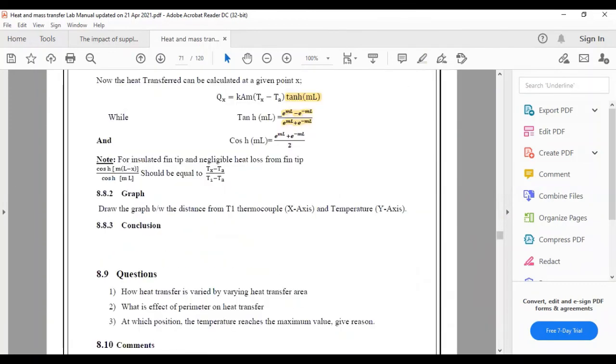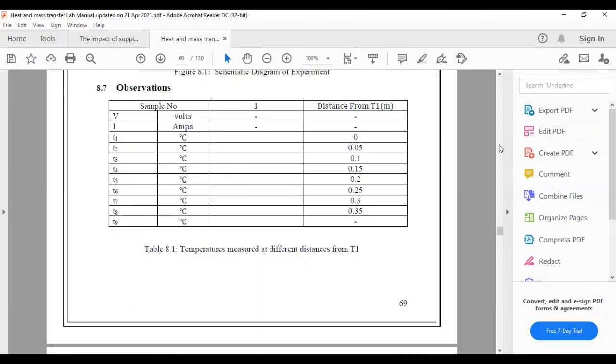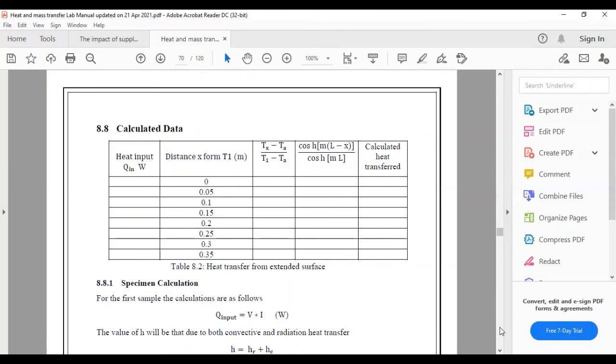Finally, we have to draw a graph between the distance from T1 of the thermocouples and the temperatures. This is the graph you will draw here. If you see the observation table, you have one column of distances. You will take it on the x-axis, and you will take the values of all the temperatures you measured in the experiment on the y-axis, and then you will draw a graph. There will be one graph for one set of readings for one voltage and current. And if you take 2 to 3 to 4 sets of readings, then you will have to draw the graph for all of them separately.